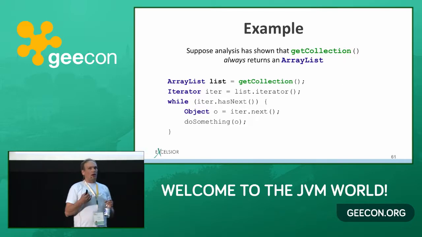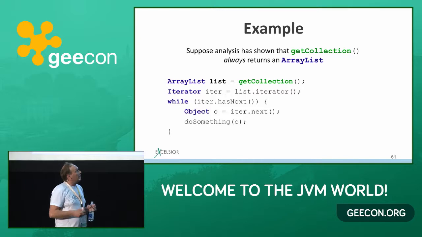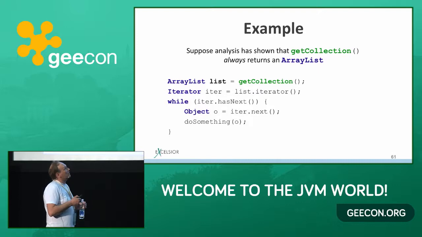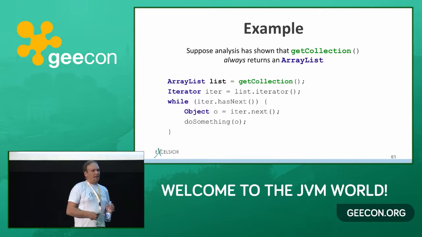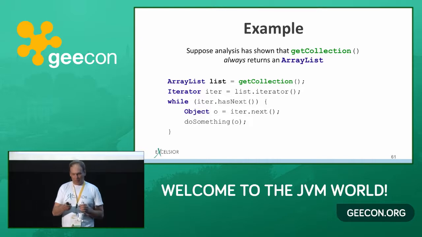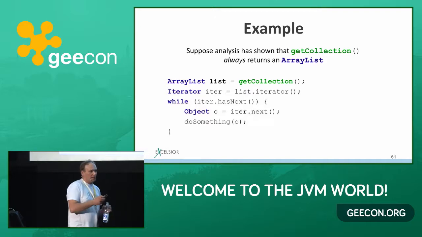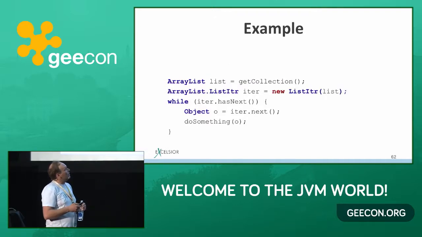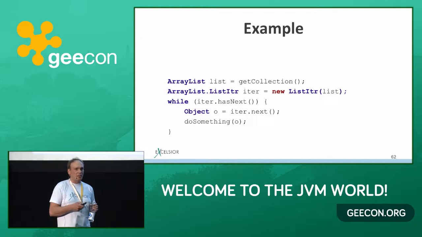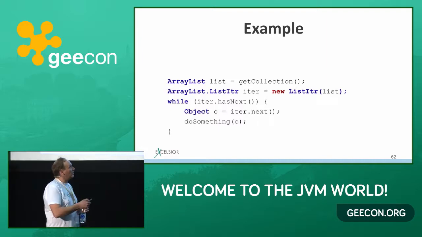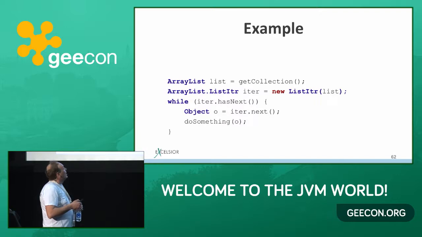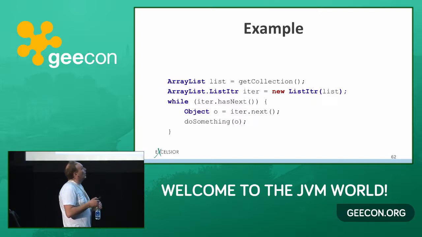But what if we have some bits of information from global analysis? Let's say global analysis has shown us that getCollection always returns instances of ArrayList. And things suddenly become much better because we know everything about ArrayList. If we inline its iterator method, we can see that the iterator becomes not an abstract iterator, but a concrete iterator. And we know everything about this iterator. For instance, we know that in its hasNext and next methods, the iterator object does not escape. So we can allocate it on a stack.